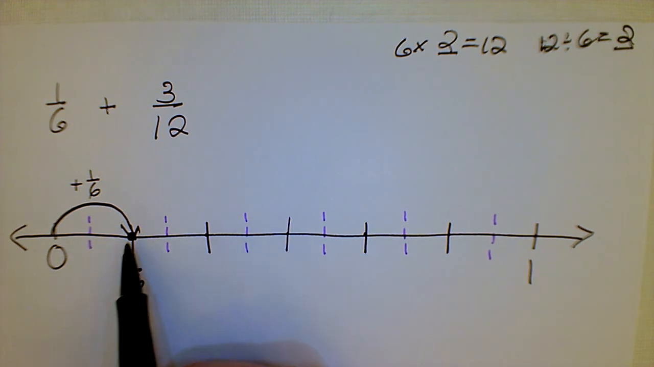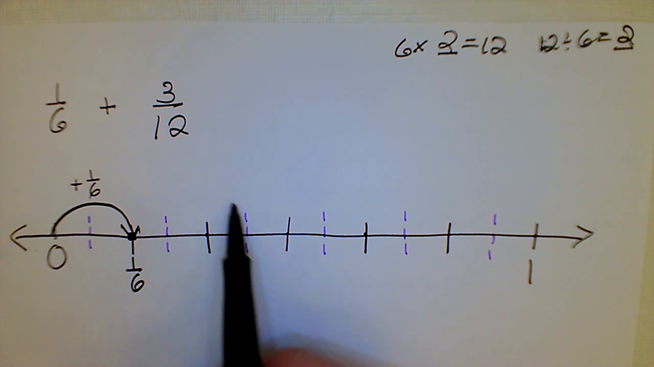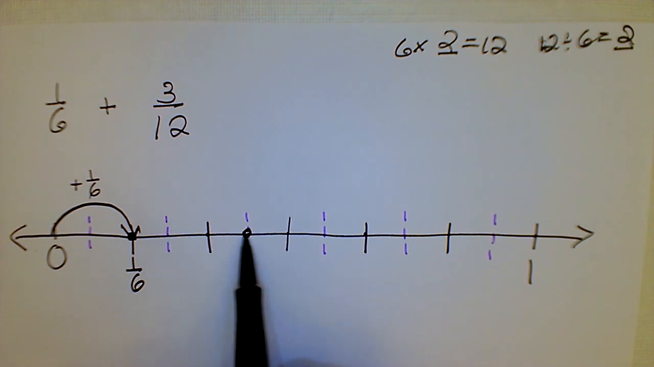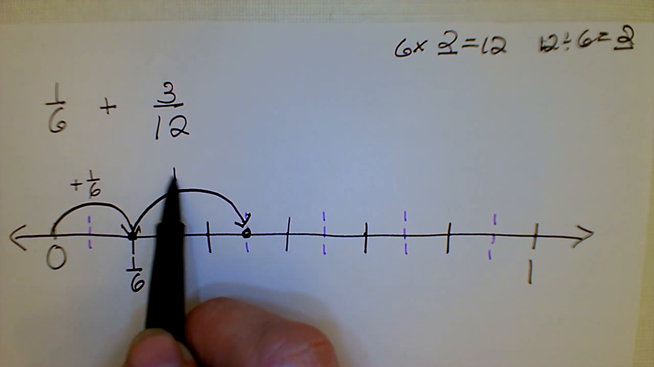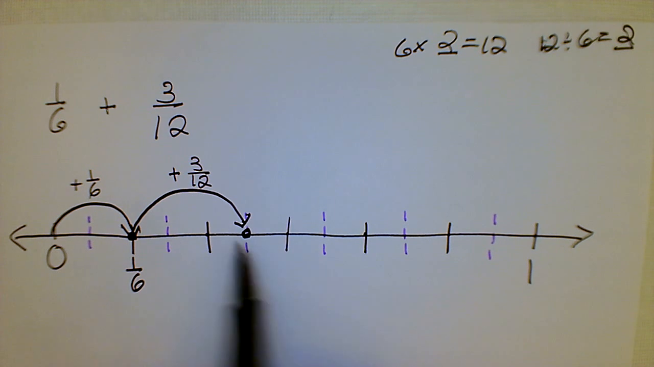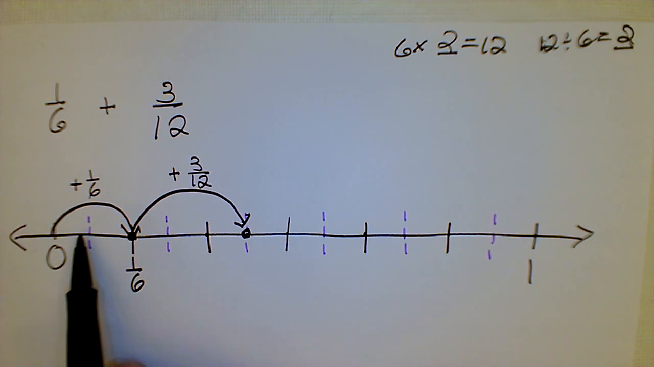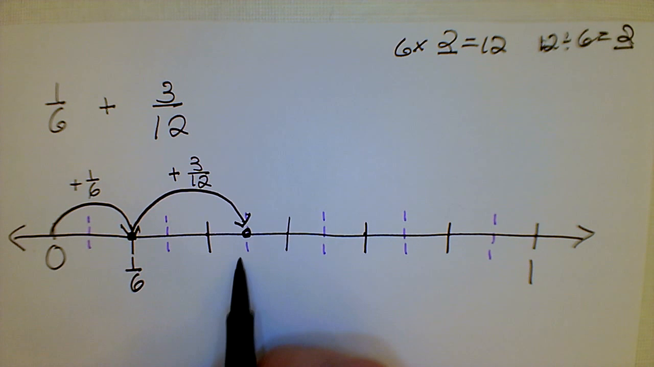Remember, the little hops are my 12s. So what I'm doing is I'm going 1, 2, 3. So now let's model that with an arrow. And what we just did was we added 3/12. And now what we do is we can figure out it's going to be 1, 2, 3, 4, 5 12s. I was counting the little hops.